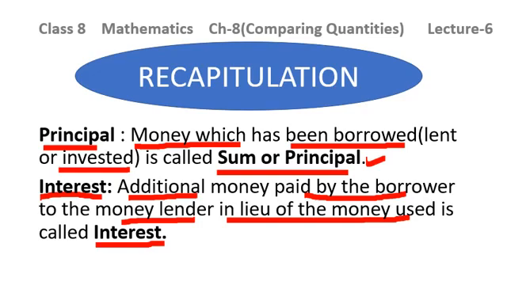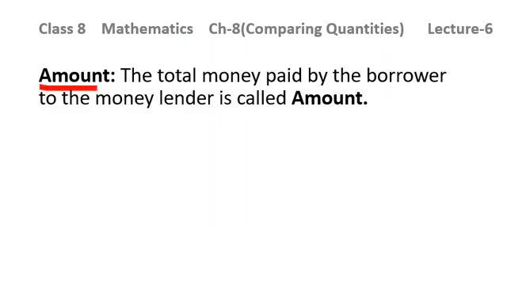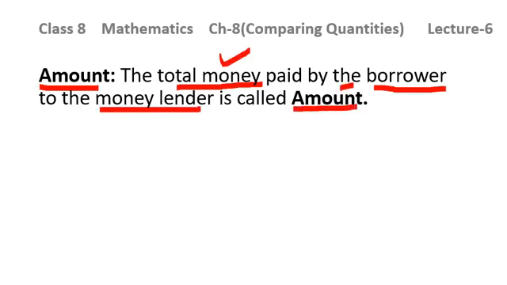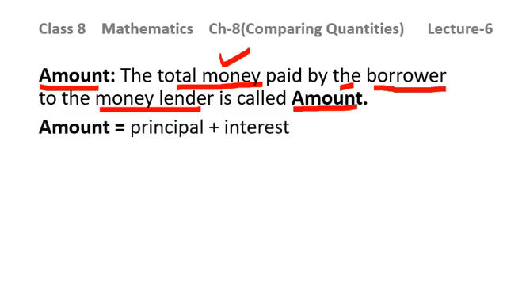Then comes the amount. What is this amount? The total money paid by the borrower to the money lender is called amount. Amount is given by this formula, that is principal plus interest. Interest is the additional money paid by the borrower. Principal is the money which is being borrowed, lent or invested. And the total of these two will give you the amount.